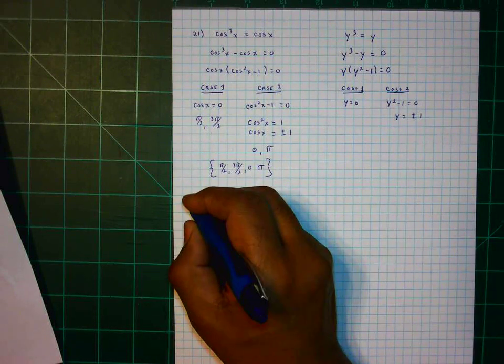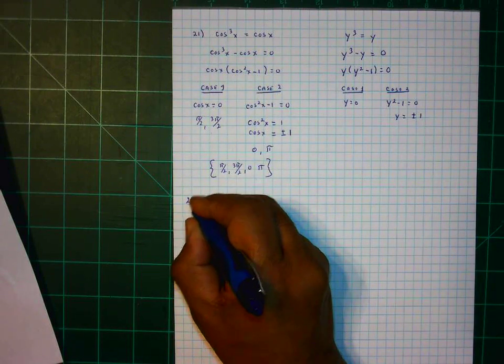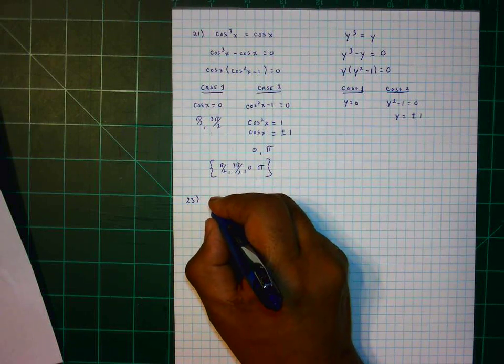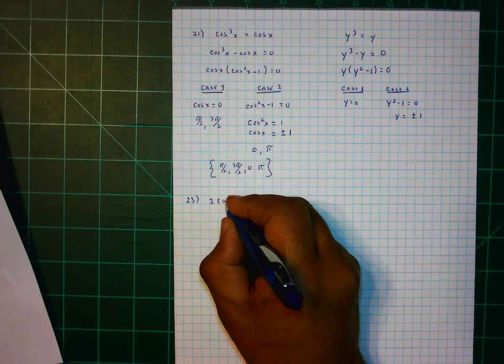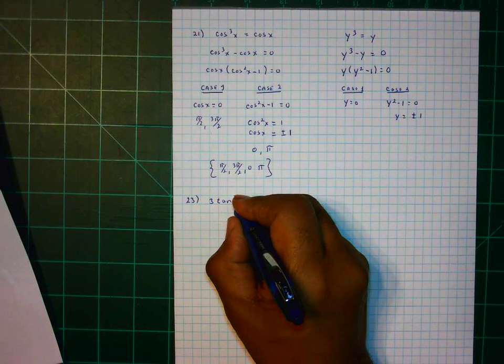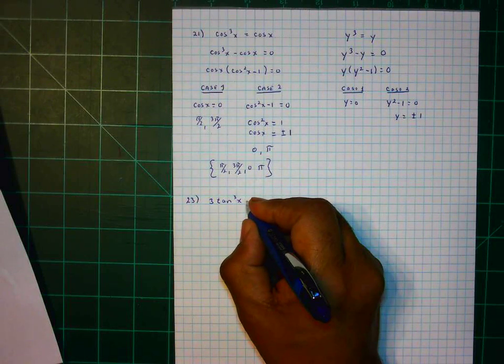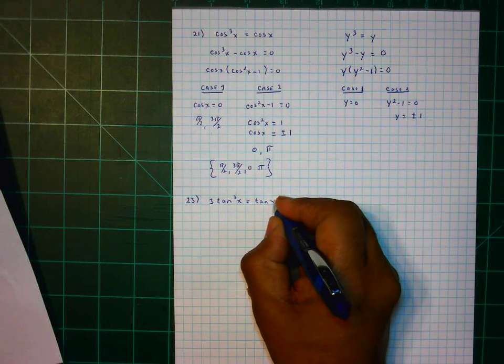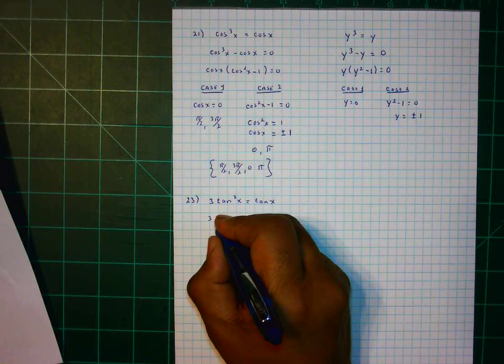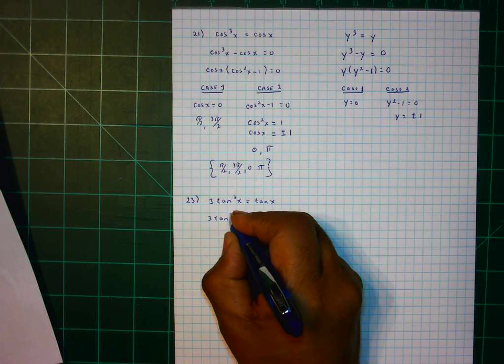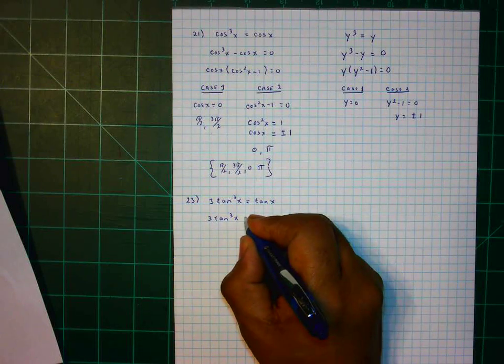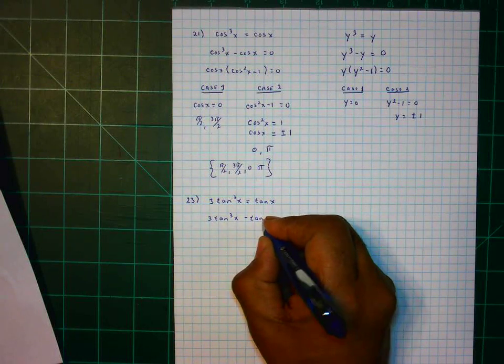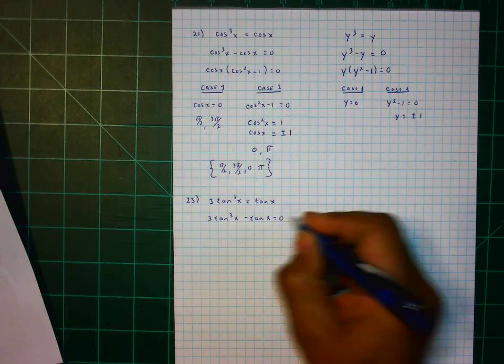Okay, let's look at problem 23. Now 23 says 3 tan cubed x equals tan of x. So we'll write this as 3 tan cubed x minus tan of x equals 0.